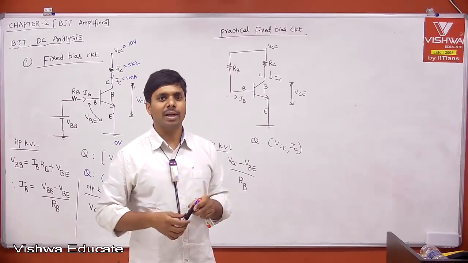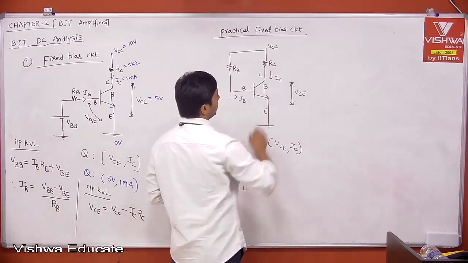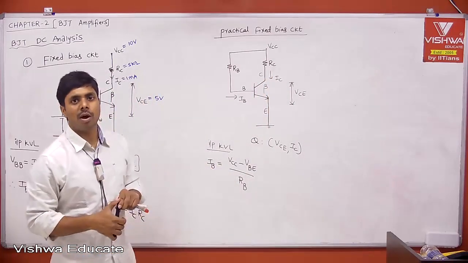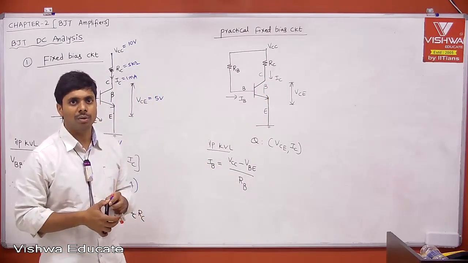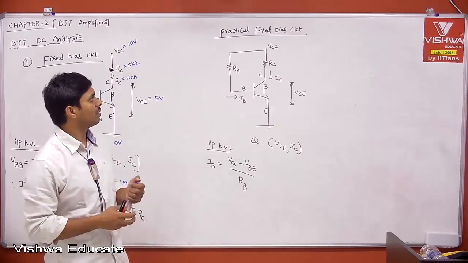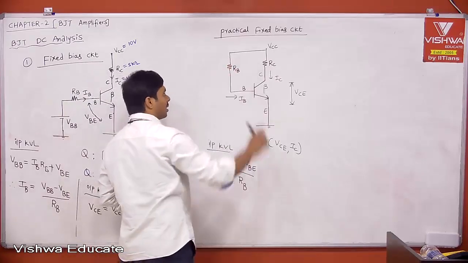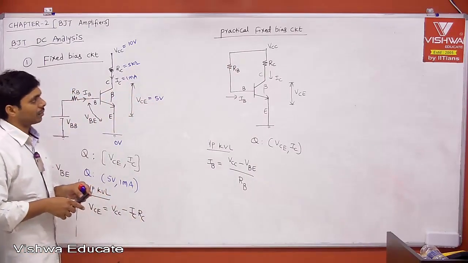Then I told that we want negative feedback. Therefore, the negative feedback is trying to compensate the change in IC due to temperature. Therefore, your Q point will be stable. That is what we are looking for. Okay. Therefore, this is what is your practical fixed bias circuit using single power supply. Okay.